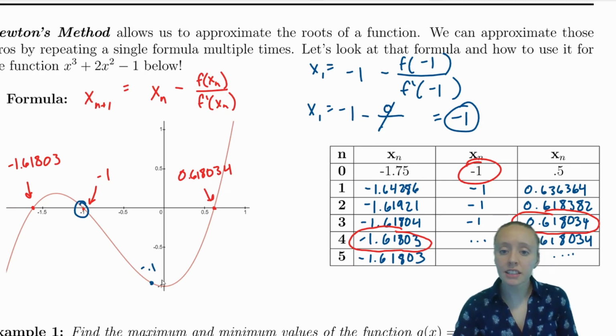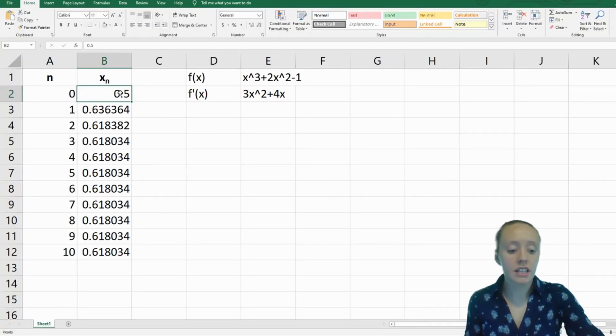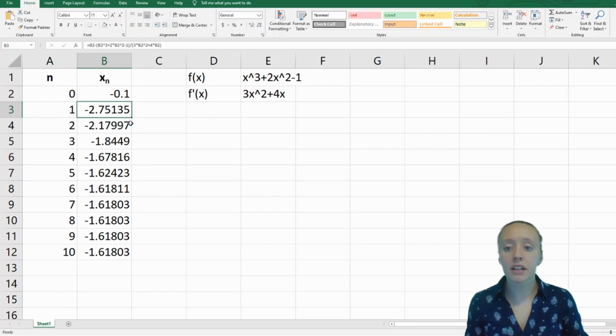Okay, so we're technically pretty close to that, but let's see what happens when we use -0.1. Let's go to that Excel spreadsheet. The root I'm trying to find is -1, but look what happens. When I enter in -0.1, what root does it give me?